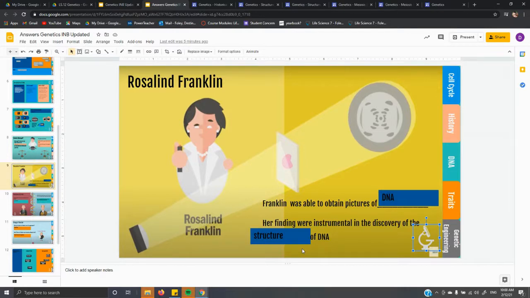And she couldn't quite figure out what was going on, why she kept seeing the X shapes. And her boss at the lab took her data, her pictures that she took, and shared it with Watson and Crick. So Wilkins, her boss, shared it with Watson and Crick, and this is without her knowledge. And Watson and Crick used the picture to help discover the structure of DNA. And Watson and Crick received a Nobel Prize for their efforts, and Rosalind Franklin did not receive any credit for her help toward identifying the structure.